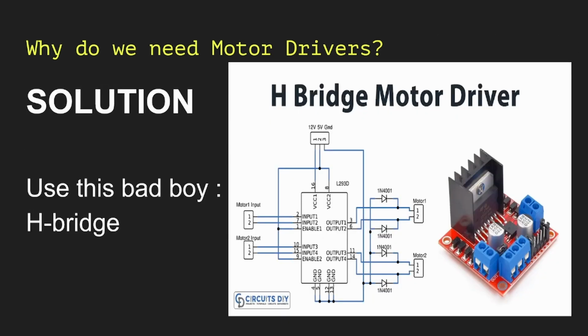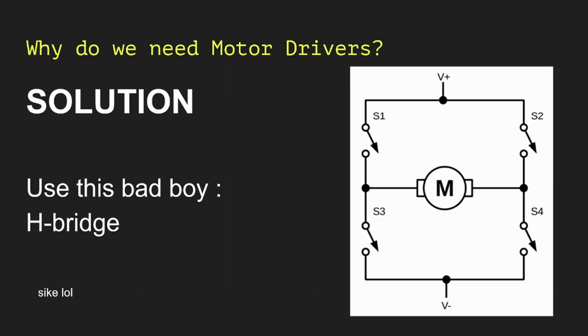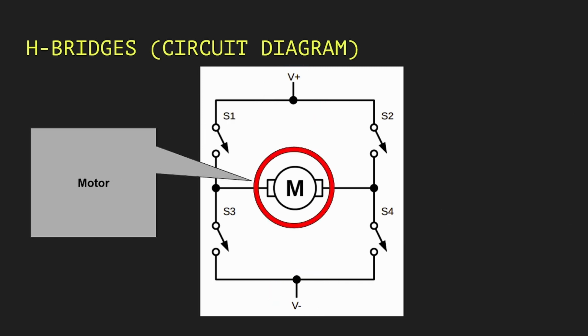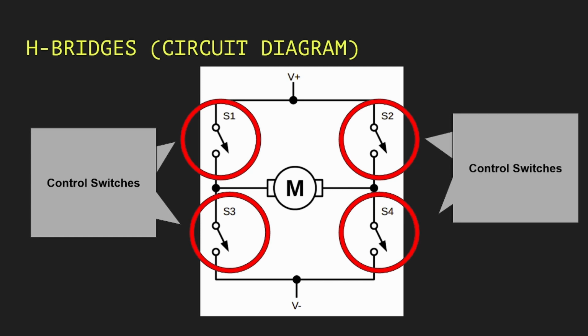Solution? We use this, an H-bridge. So this diagram looks very complicated and scary with all those funny symbols and words. It's just this. Don't worry about it. It is just this. So let's go through this diagram a bit. We have the power supply and the ground, the V plus and V minus. Then we have the motor, which is the actual motor we are dealing with. And then we have the control switches.